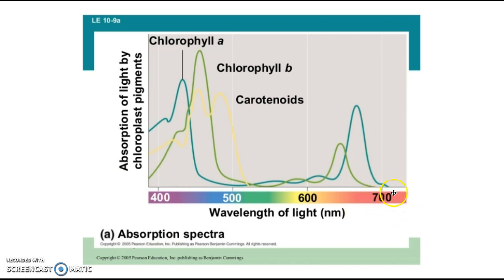So these are the longer wavelengths. These are in the red range. These are the shorter, higher energy wavelengths. They're in the purple range. What I'd like you to look at is this blue here. That's chlorophyll A. The green one here is chlorophyll B. And then the yellow line here is the carotenoids.